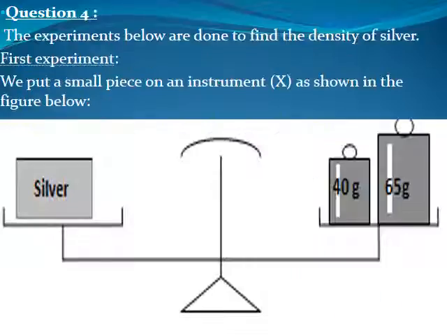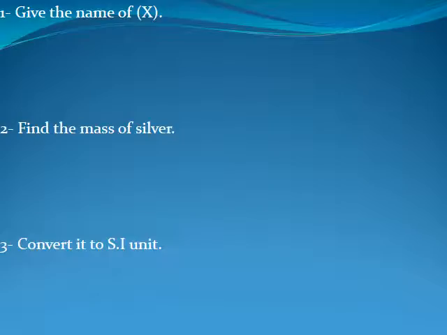Thank you. Moving to question number 4. The experiments below are done to find the density of silver. First experiment. We put a small piece on an instrument X. This instrument X is used to measure the mass, as shown in the figure below. Ala, give the name of this instrument X. Two-arm balance. For example, you have another balance called digital balance.